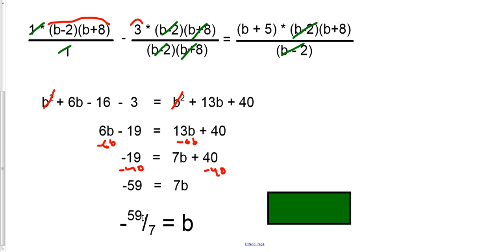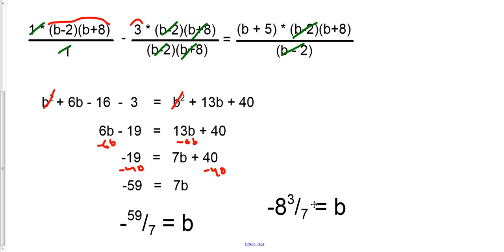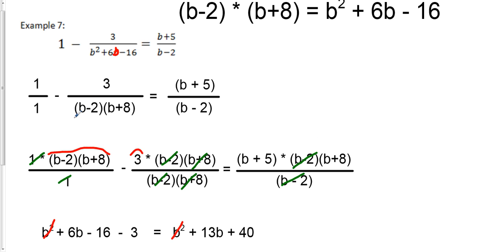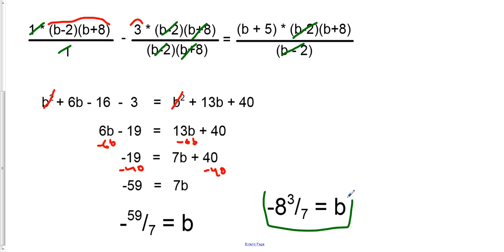If you don't like it as an improper fraction like that, we'd say 7 goes into 59 8 times and leaves 3 left over. So it would be negative 8 3/7 equals b. Either one of these work. They both mean the same thing. We need to check and make sure that this is not an extraneous solution. So looking back at our factored forms, this one doesn't affect b. b cannot be positive 2, b cannot be negative 8, and b cannot be positive 2. This is neither positive 2 nor negative 8. It's a little bit less than negative 8. So this is going to be an okay solution. Negative 8 3/7 equals b. And that'll wrap it up for 9.5.